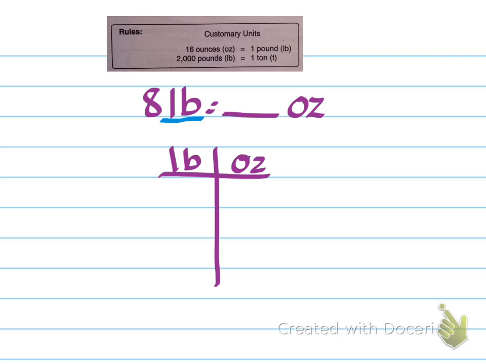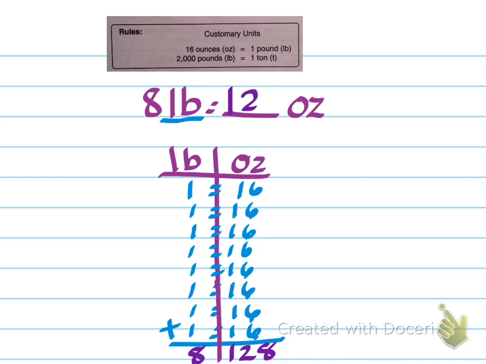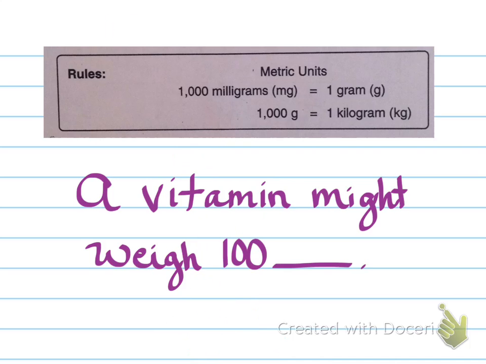Because it was dealing with customary conversion, you realized that you had to put a T-chart, and you had to put pounds on one side, ounces on the other, and that 1 pound equals 16 ounces. And you had to keep doing that until you got 8 pounds. Then you added that up, and you got 128 ounces. So hopefully you got that correct. If you did not, you need to go back. You need to take responsibility. Go back and check to see where you made the mistake.